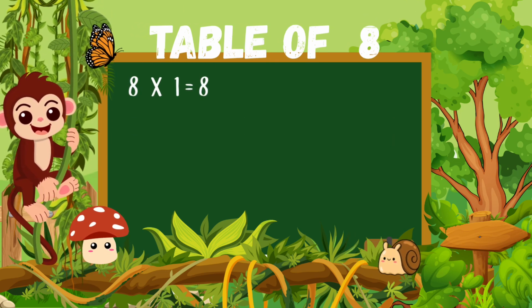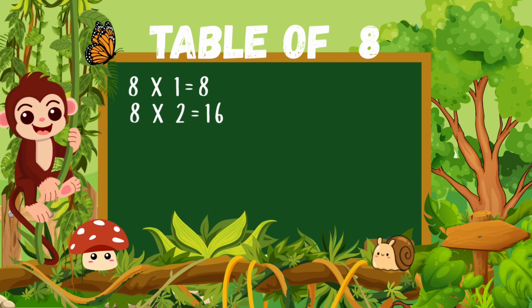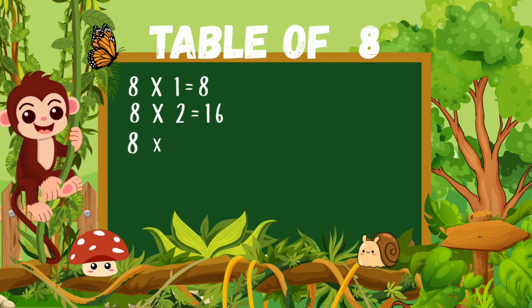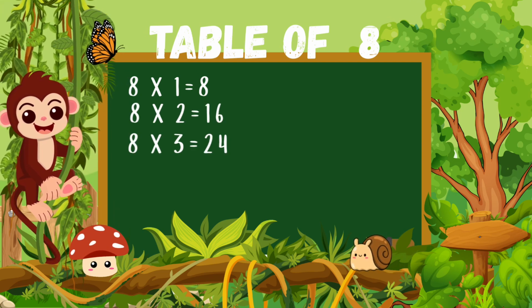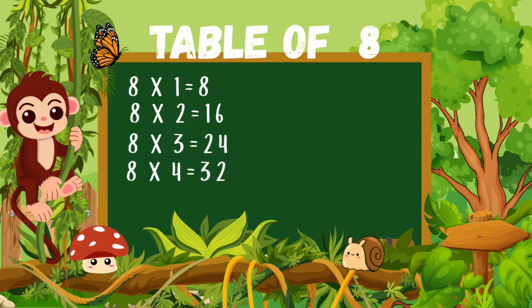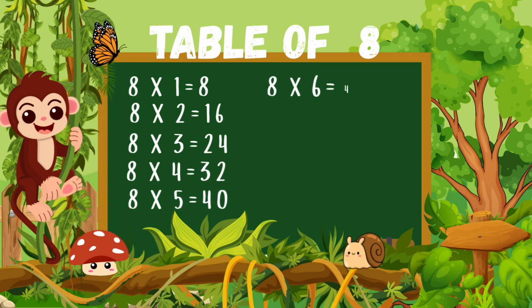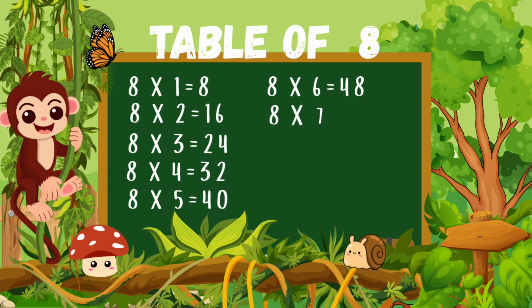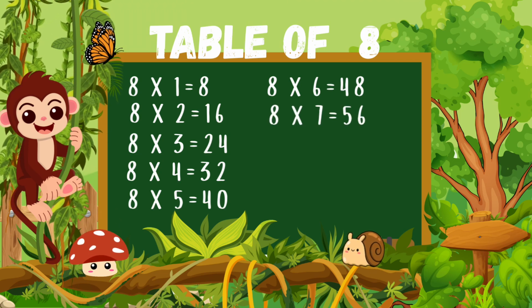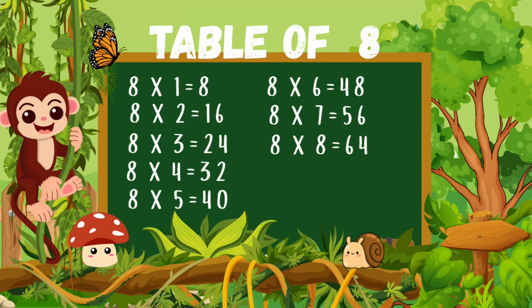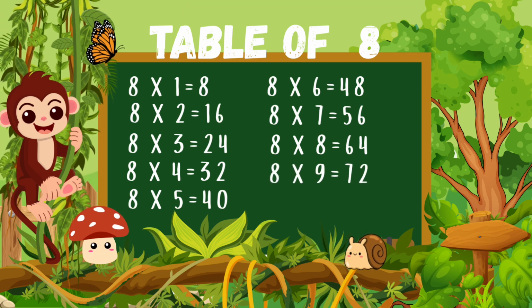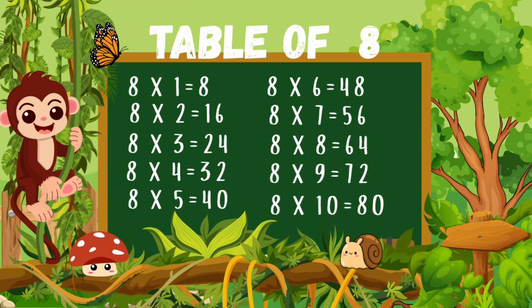8 ones are 8. 8 twos are 16. 8 threes are 24. 8 fours are 32. 8 fives are 40. 8 sixes are 48. 8 sevens are 56. 8 eights are 64. 8 nines are 72. 8 tens are 80.